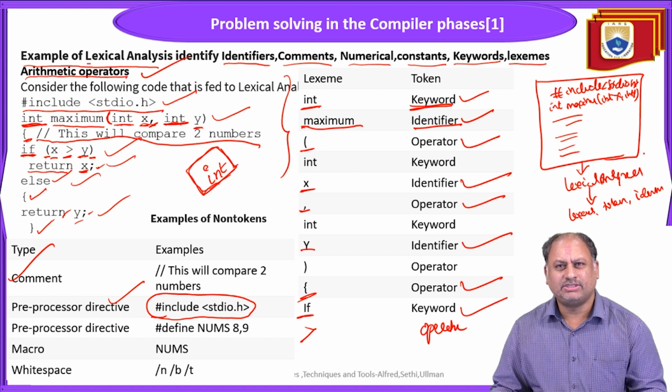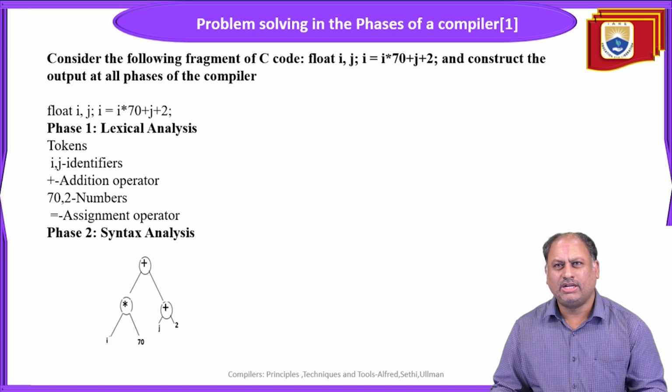Is it a preprocessor directive? Is it a macro? Is it a constant? Is it white space? Is it a comment? Like that. What is a token? It is a non-token. Like that. Operators. Everything can be identified, processed, and handled separately.